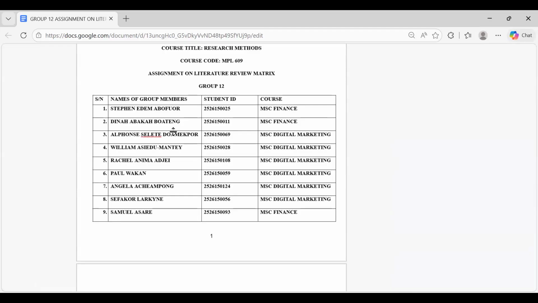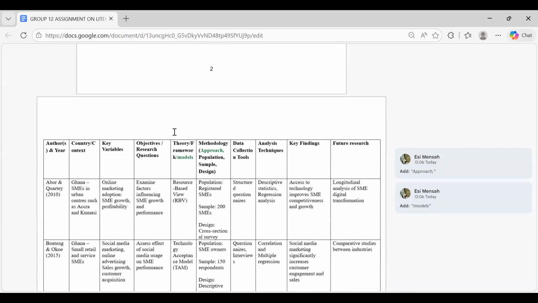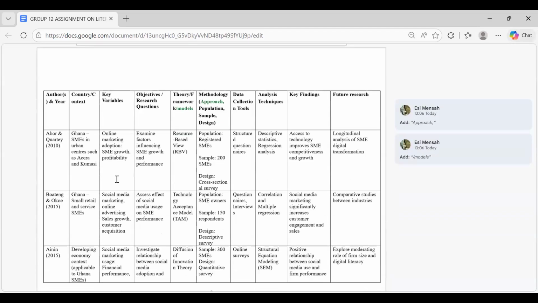Ladies and gentlemen, you should always indicate your topic, because without a topic, I cannot assess whether the papers that you've gone to work on actually fit the study you want to do. So those in group 12, marketing, what topic are you dealing with? What topic are you dealing with for which you have these literature review matrix?